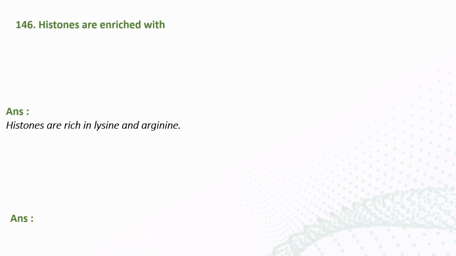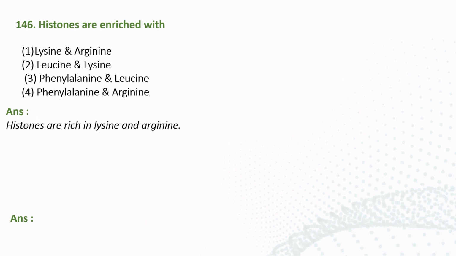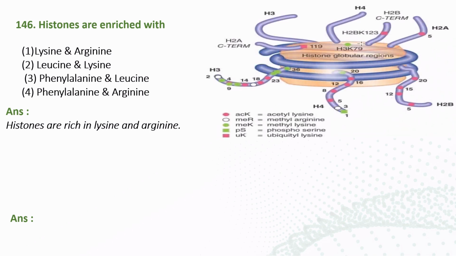The next question came from the proteins, from the genetics itself again. It is: histones are enriched with which type of amino acids, they are asking. Okay, here the answer also came before. So according to this, you can say that lysine and arginine. If you see the picture, you can analyze that these dots are nothing but the lysine molecules which are present. This is the histone protein that is present in the DNA.